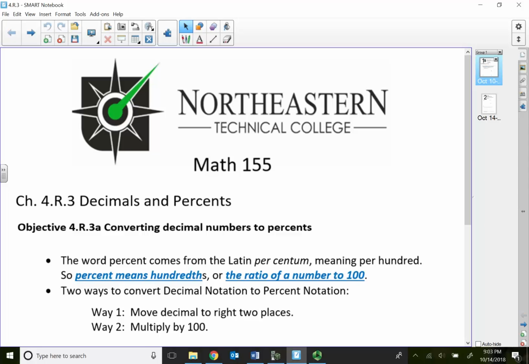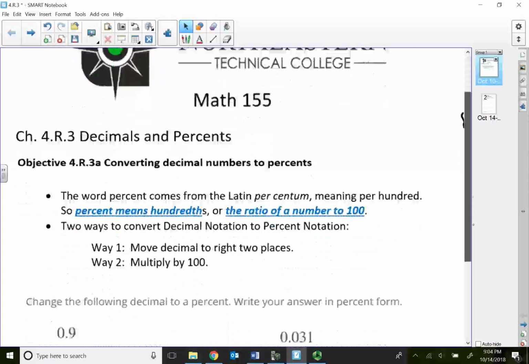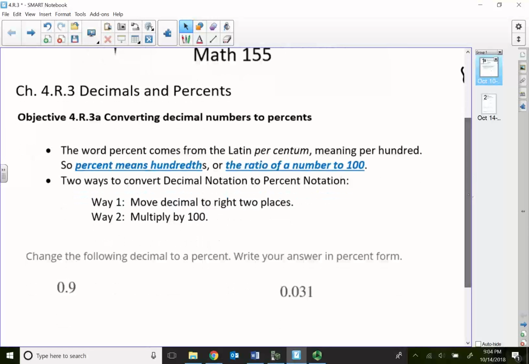Math 155, Module 4.3 Integrated Review. So in Chapter 4, there's a 4.3, and this is the 4.3 Integrated Review, where we're going to talk about decimals and percent. In this video, let's take a look at how we're going to convert decimal numbers to percent.